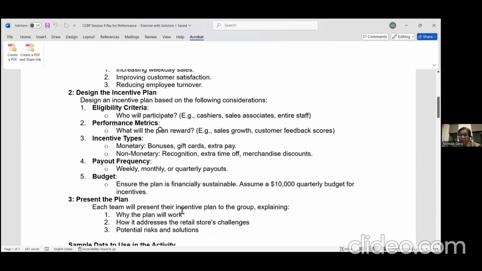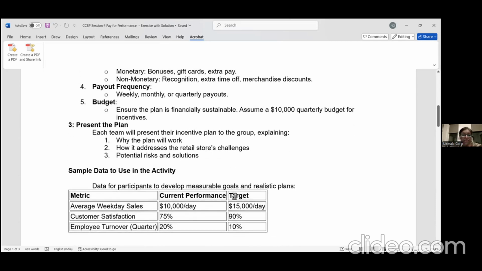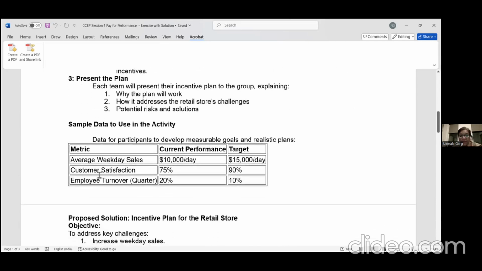Now, the budget is also given here. It is a $10,000 quarterly budget for the incentive. So you need to present the plan. Now, this is some data for you. Average weekday sales: current performance is 10,000, target is 15,000 per day. Customer satisfaction is 75%, target is 90%. Turnover is 20% for the quarter.